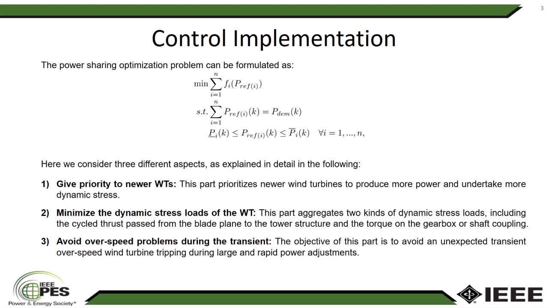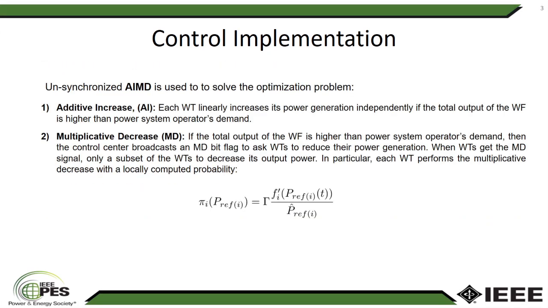The second one is trying to minimize the dynamic stress of the wind turbines, which includes two kinds of stress. The first one is the cyclic thrust passed from the blade to the tower, and the second one is the torque on the gearbox or the shaft. The third goal is to avoid the overspeed problem during the transient, which may lead to unexpected protection tripping.